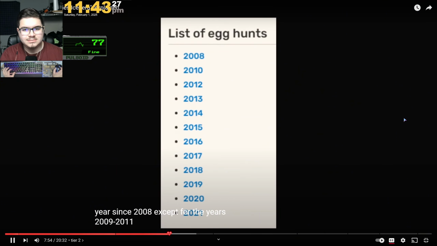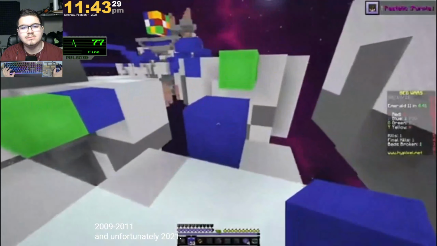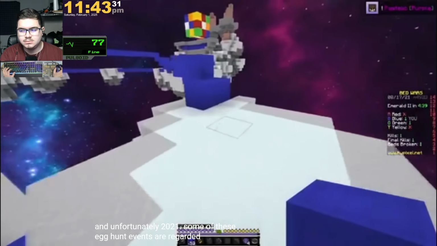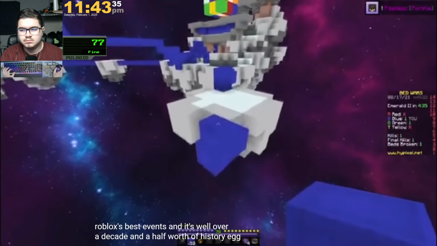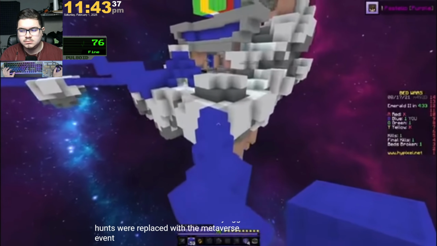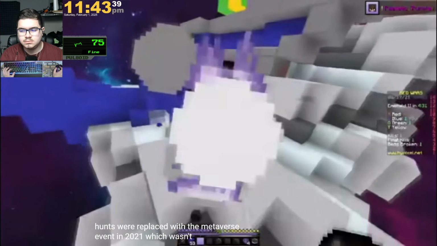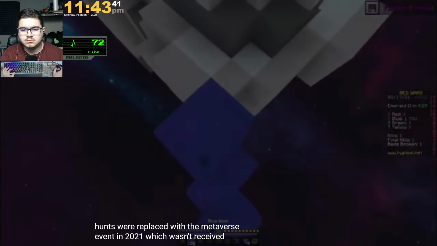2009, 2011, and unfortunately 2021. Some of these egg hunt events are regarded as some of Roblox's best events in its well over a decade and a half worth of history. Egg hunts were replaced with the metaverse event in 2021, which wasn't received that positively.